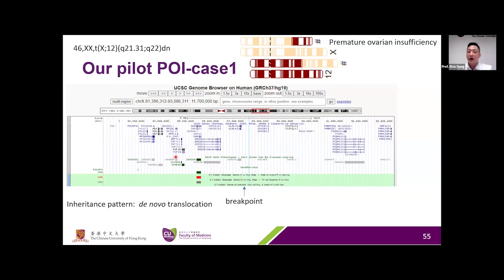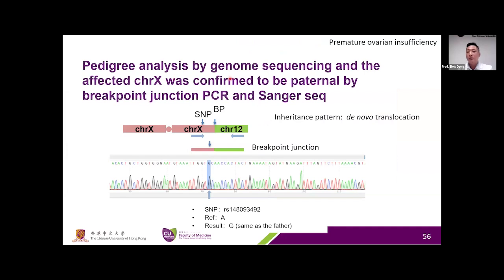And then the story that I just described, that gene disruption itself might not explain the phenotype at all. So we need to take a look at other genes nearby this breakpoint junction. Firstly, we would like to pursue genome sequencing, because it's de novo, but we need to know whether the affected chromosome was inherited from the father or the mother. By looking at the SNP and using gap PCR for amplification, we know that this chromosome is inherited from the father. So the affected chromosome is from the father, and the chromosome from the mother would be a normal chromosome X.